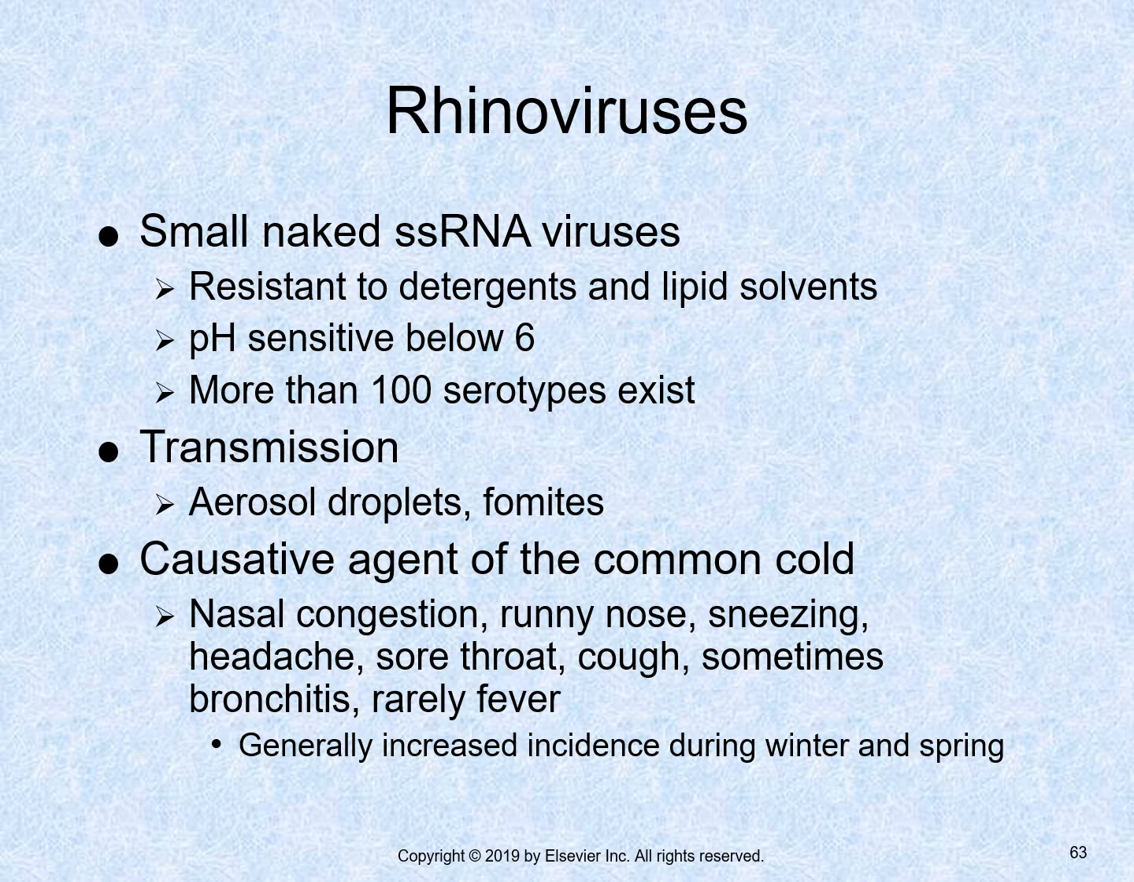Rhinoviruses are small, naked, single-stranded RNA viruses that are resistant to detergent and lipid solvents. They're pH sensitive below 6, and more than 100 serotypes exist. Rhinoviruses are transmitted by aerosol droplets and on fomites.